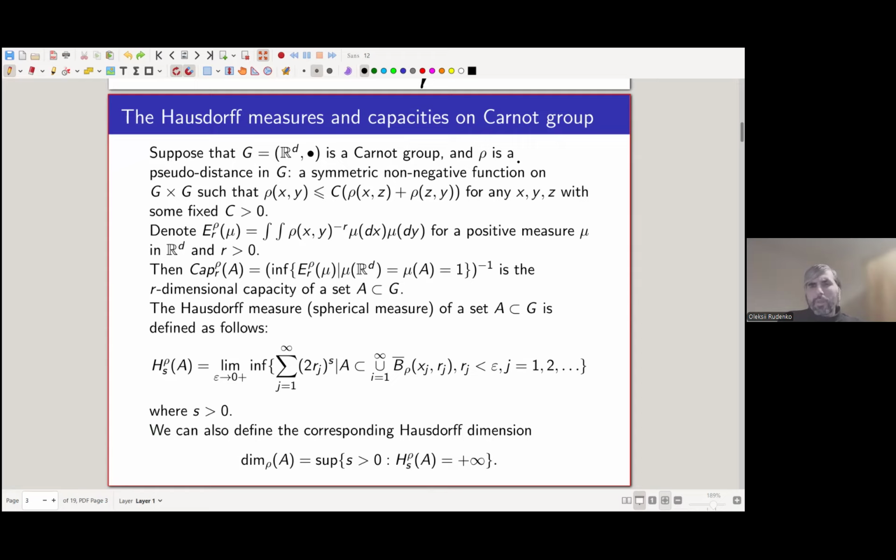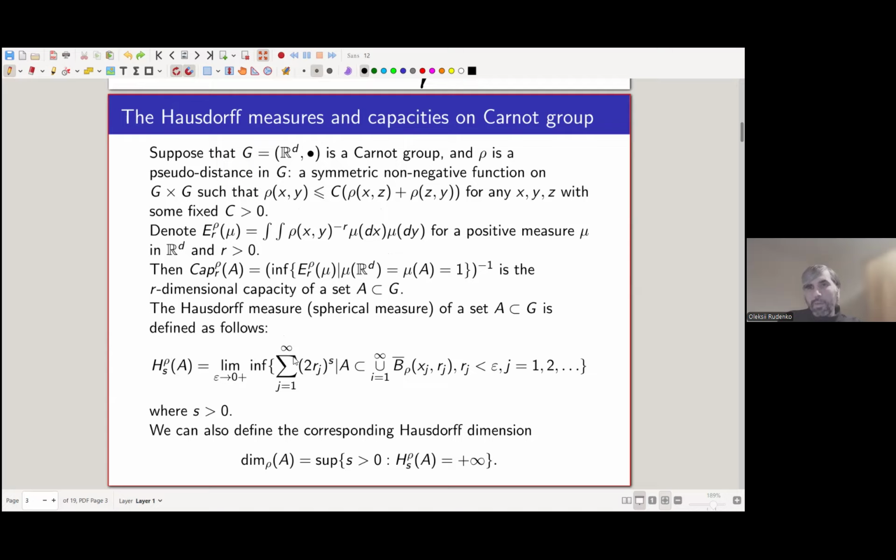For me, this is interesting because I need rho to be just a pseudo distance. So it just satisfies this equation, and that's it, because I will use Hausdorff corresponding constructions with such measures. I don't think it's a problem if I use such a pseudo distance. So with this pseudo distance, we can define capacity in the standard way with some power r, and the same here. Power s here means that it is Hausdorff measure.